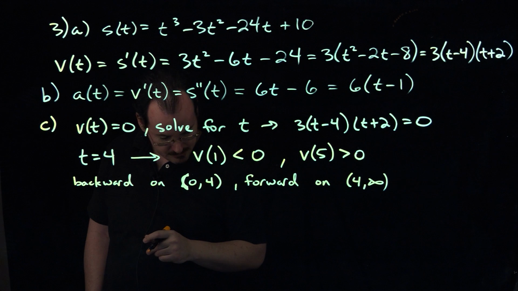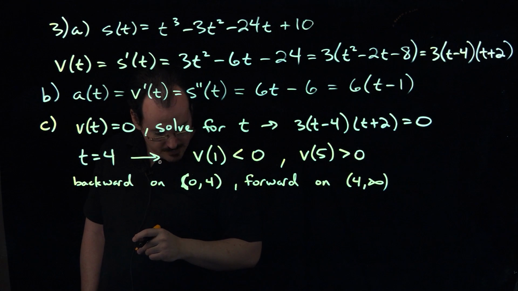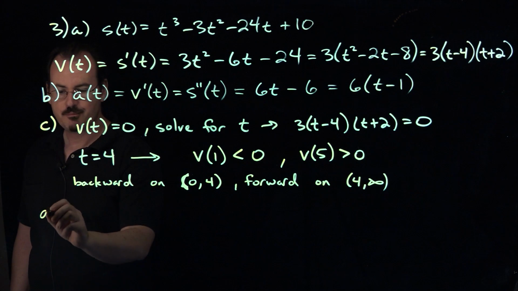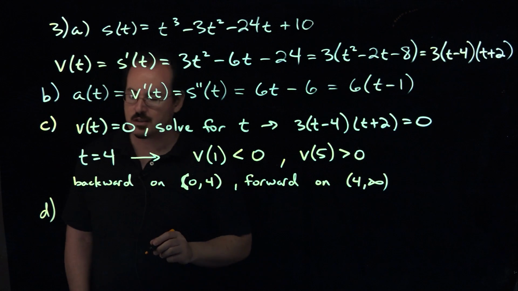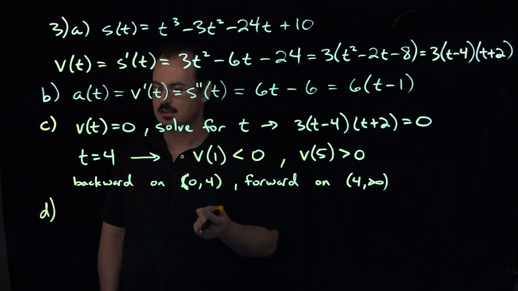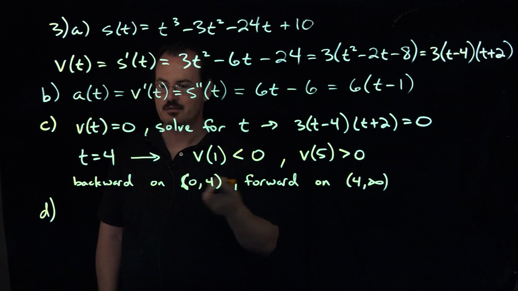The velocity is positive. Okay, now to find the intervals where the car is speeding up or slowing down, for part D, a car, or any particle, will be speeding up if both the velocity and the acceleration have the same sign, and it would be slowing down if the velocity and the acceleration have different signs.